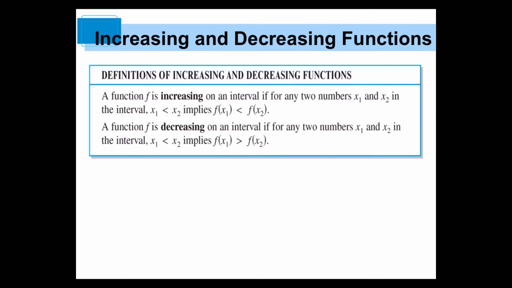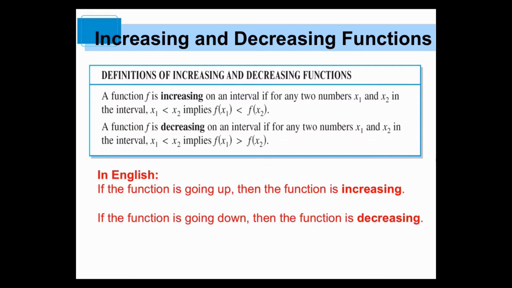You still have x1 on the left, x2 on the right. And if f of x1 is higher than f of x2, then the function is decreasing. It's real simple. If the function is going up, it's increasing. If the function is going down, it's decreasing. What we're going to focus on today is what happens when it changes. What happens when the function changes from increasing to decreasing or decreasing to increasing. That's when the fun stuff happens.